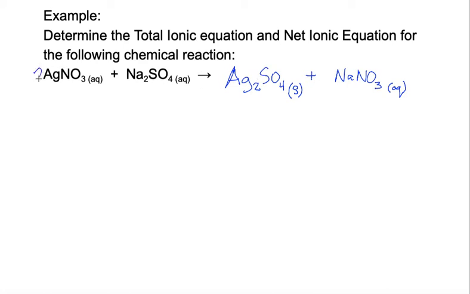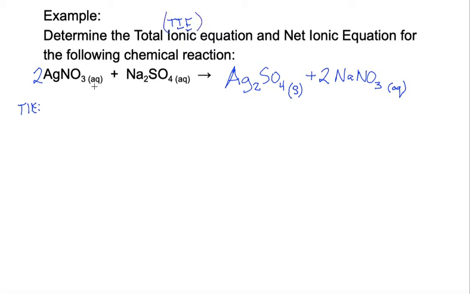Now, we want it balanced, so I'll put a 2 in there to balance the silvers, and a 2 in front of NaNO3, that'll balance the sodiums and nitrates. So now there's my balanced double displacement reaction. To put it into a total ionic equation, sometimes we call this a TIE for short. Okay, so I'll just write that up there so that you know. Okay, so that's our TIE.